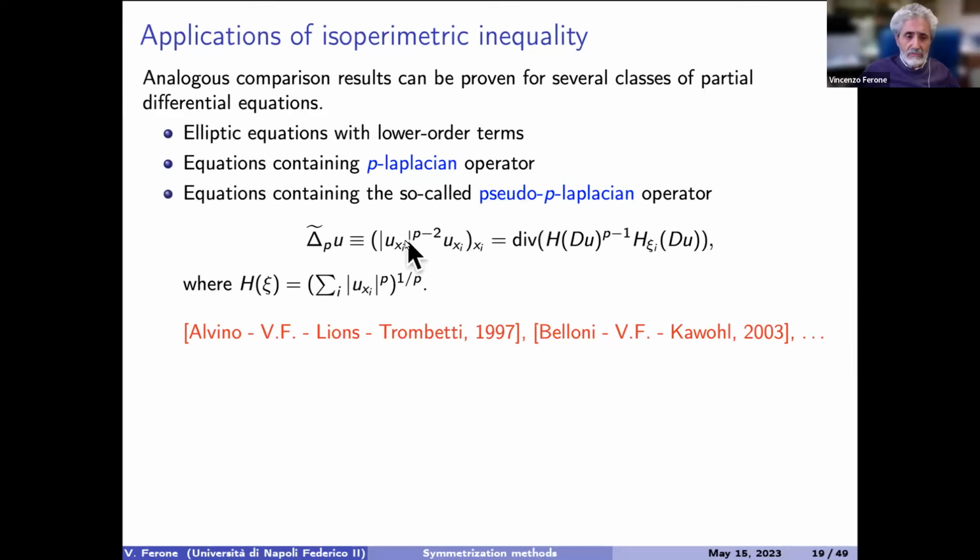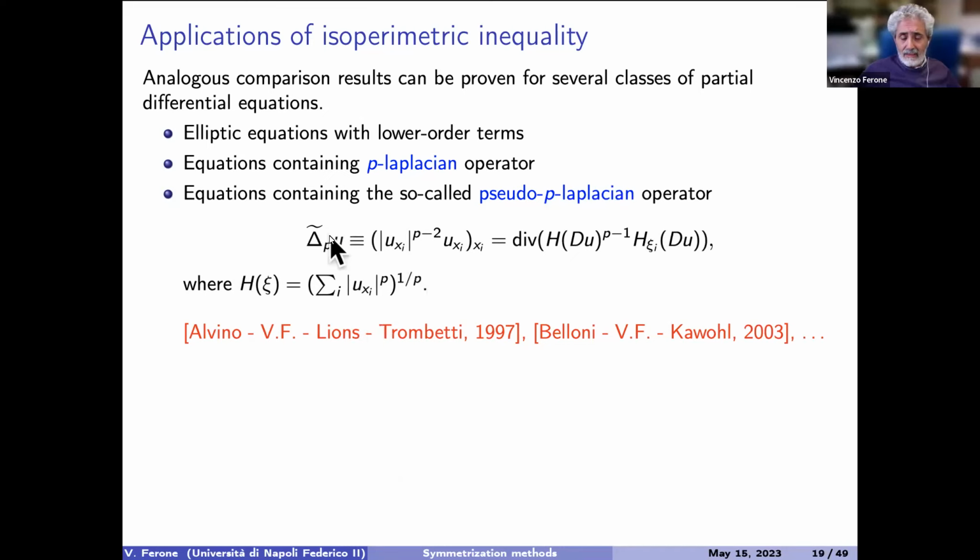So in this case, you have u_xi to the power p minus 2, with derivative with respect to xi, which can be written down as the divergence of a certain H of grad u to the power p minus 1, H_xi of grad u, where H is equal to the sum of u_xi to the power p, and to the power 1 over p.